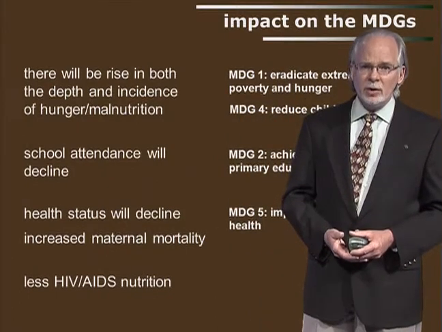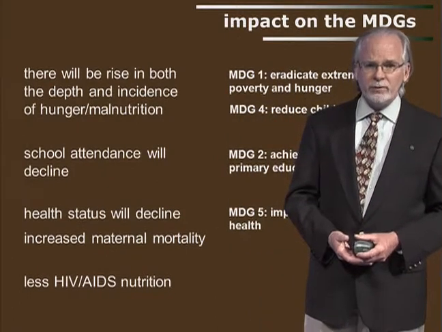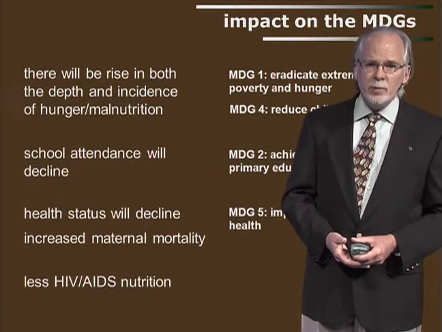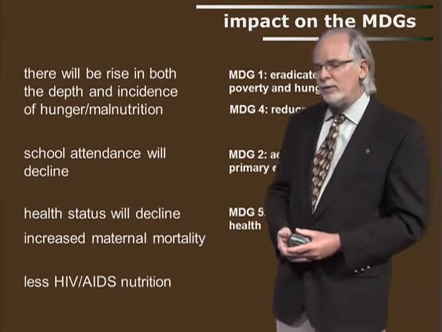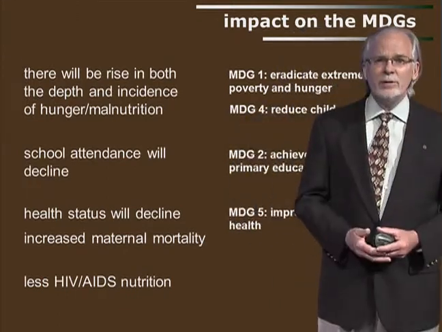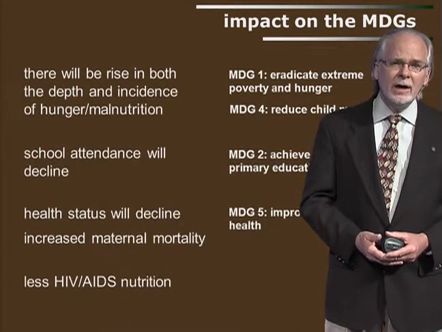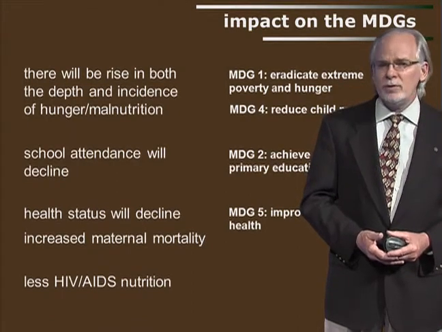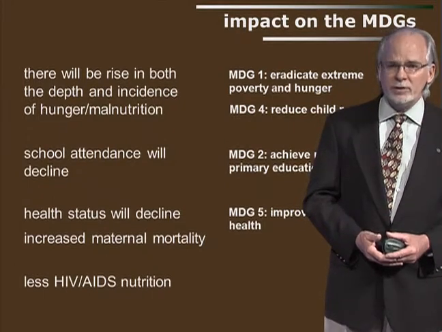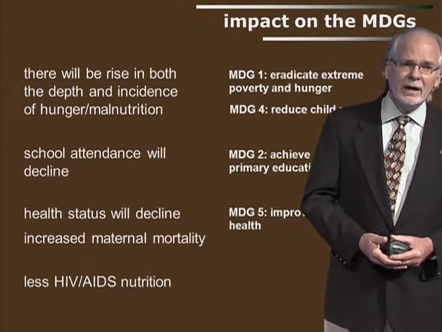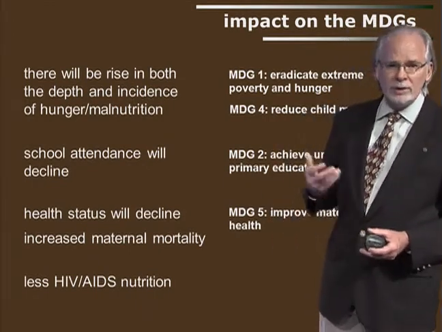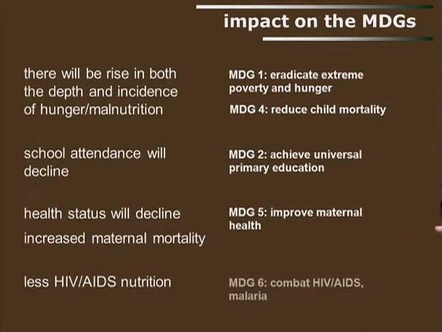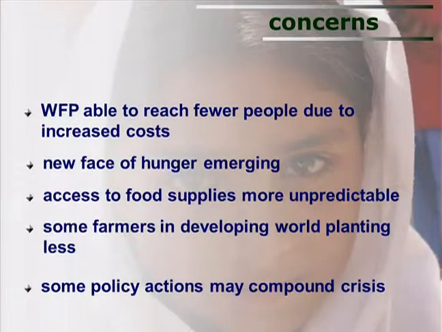This is going to be a concern because there will simply be less resources available with the increase in food prices, as long as the price of food is denominated in cash and dollars. There will be less of those dollars available out of the aid budgets for these various programs, unless those aid budgets significantly increase and keep up with the increase in food prices and input prices overall, fuel and such. And MDG 6, then, combating HIV/AIDS and malaria, is going to be affected.